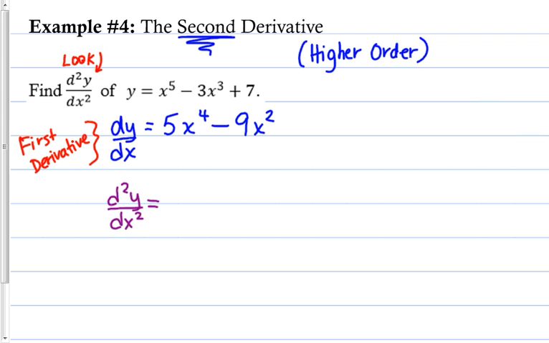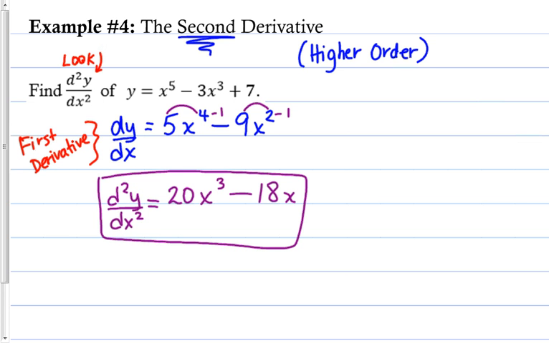So bring the 4 to the front, multiply it with the 5, so that's 20x, subtract 1, that leaves me with a 3. Minus, bring the 2 to the front, multiply it with the 9, it's 18x, and then I subtract 1. So 2 minus 1 is 1. I don't have to actually write the 1. And here is my second derivative.